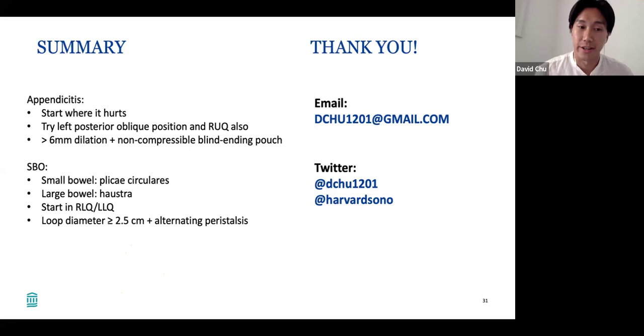And for a small bowel obstruction, to differentiate small bowel from large bowel, you're going to be looking for the folds, the outpouchings into the lumen called plicae circulares for the small bowel. You're looking for the more separated and wider outpouchings called haustra for a large bowel. You're going to start in the right and left lower quadrants. Again, graded compression. You're going to lawnmower, and you'll be looking for a dilated loop of bowel with a diameter greater than 2.5 centimeters, along with alternating or back and forth peristalsis.